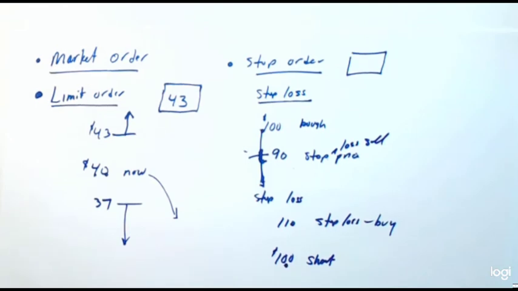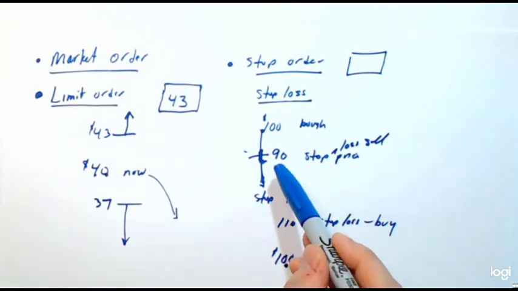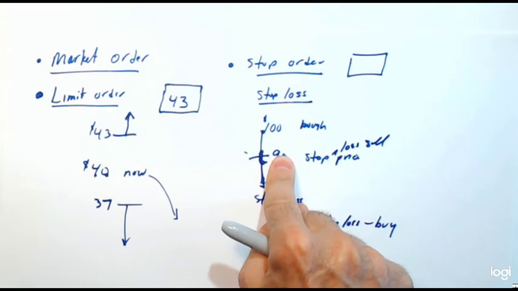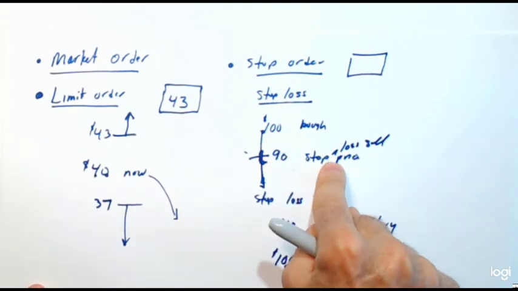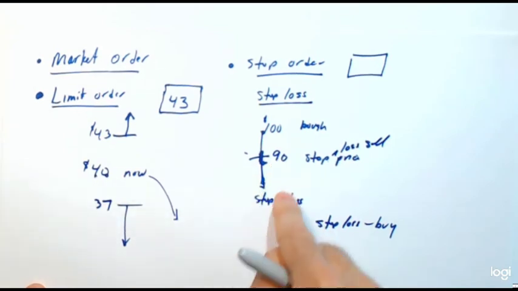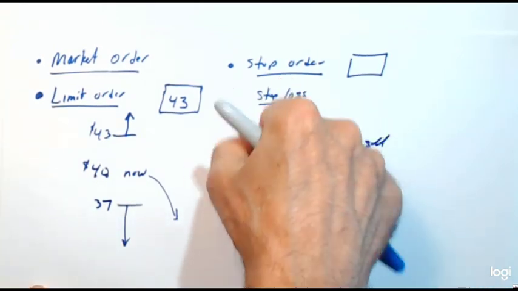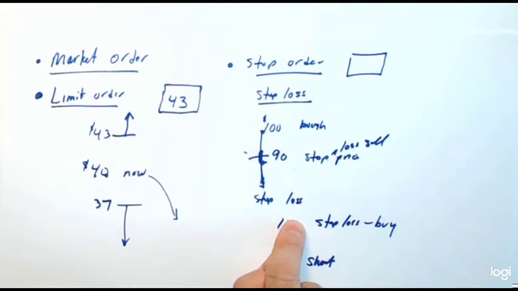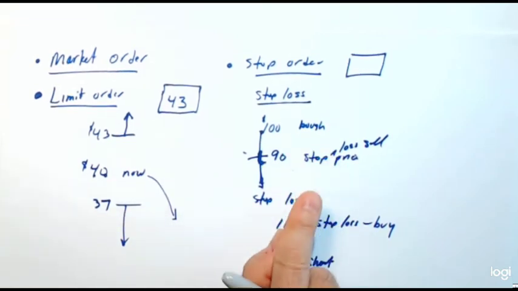Stop orders add momentum to the market. So look, you bought the stock at 100, it drops to 90. You're going to put in a stop sell order, a stop loss sell. That's going to put more downward pressure, so that's adding downward momentum. If you shorted the stock at 100 and the stock's going up, and you put a buy order to cover your short sale, then that's going to continue to put upward momentum on the stock.